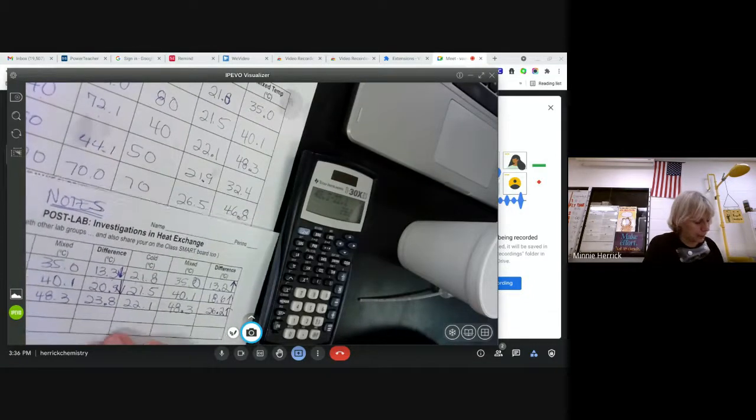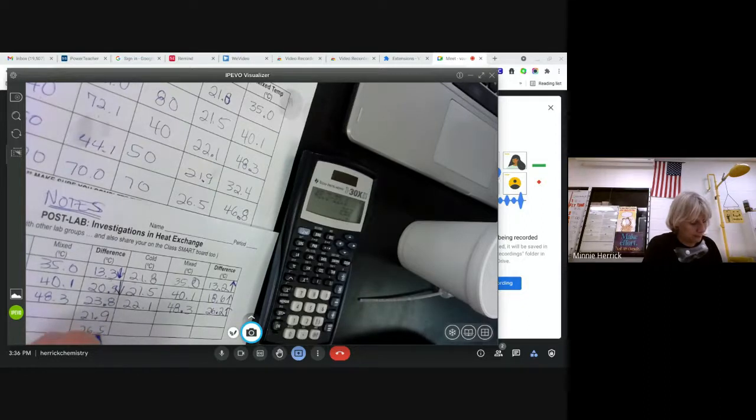We're going to do this actually Monday in class, but I wanted to fill this out anyways because I got to have my numbers ready when we talk about them in class on Monday. Okay.